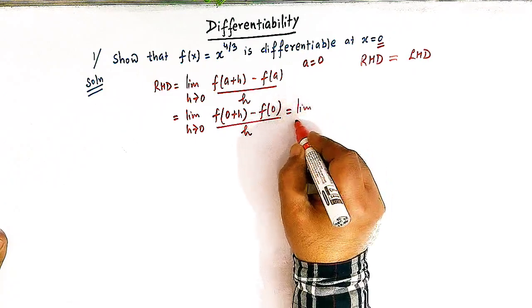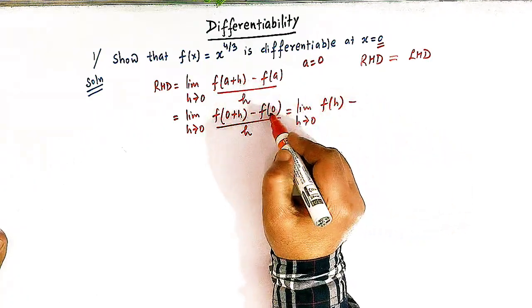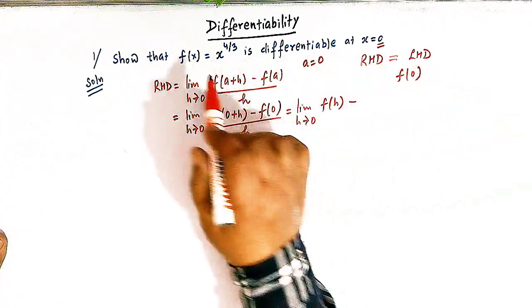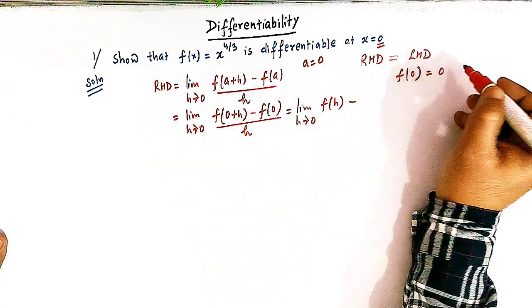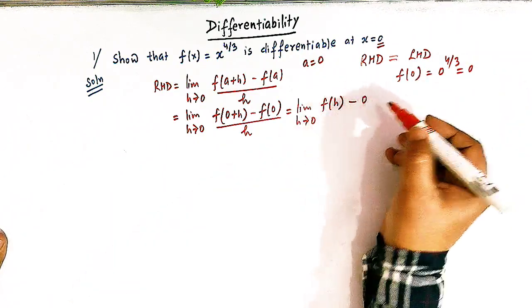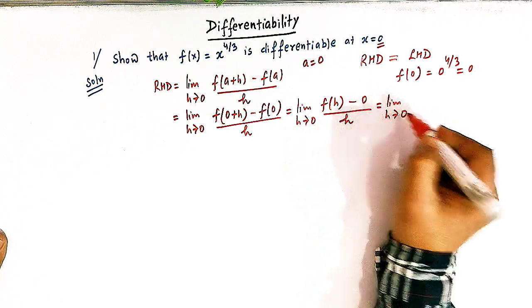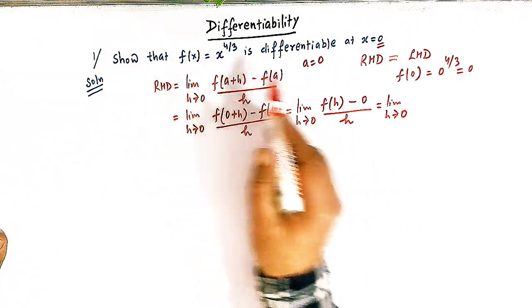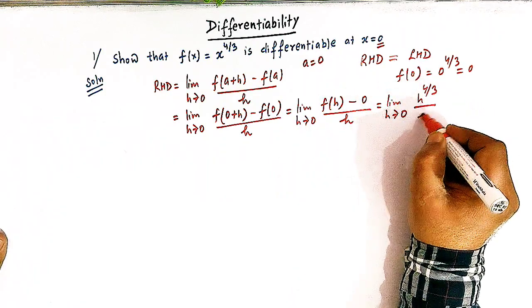So we can now write limit h tends to 0, f of h minus f of 0 over h. f of 0 can be obtained by taking x equal to 0 in the given function. We have f of 0 is 0 raised to 4 by 3, that is simply 0. So now we have limit h tends to 0, and f of h is obtained by replacing x by h, so we have h raised to 4 over 3, divided by h.